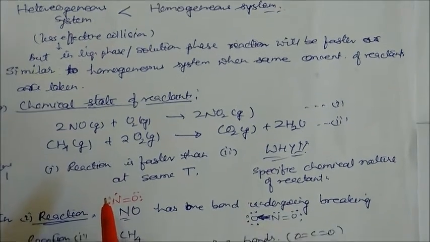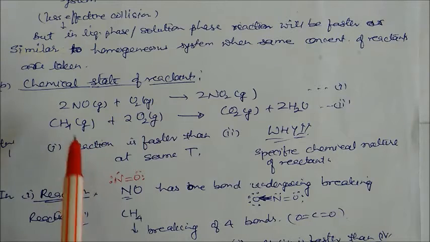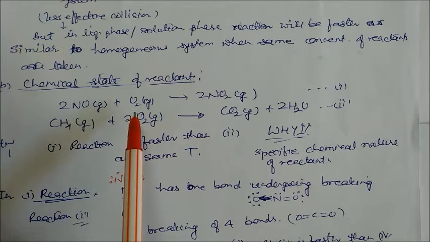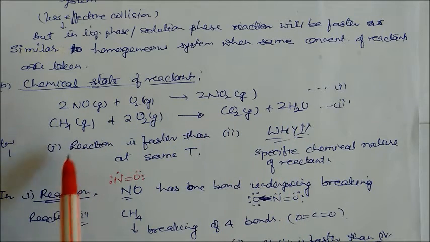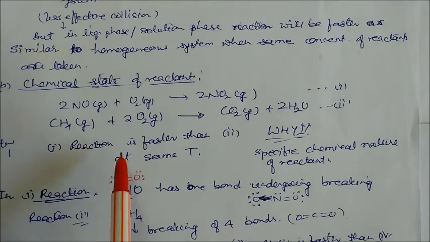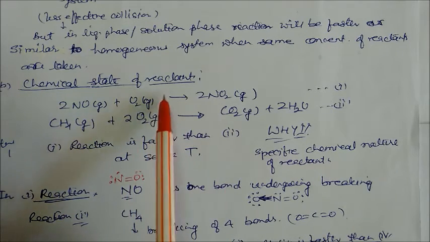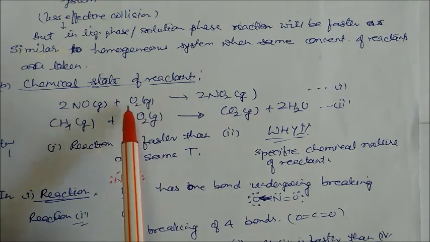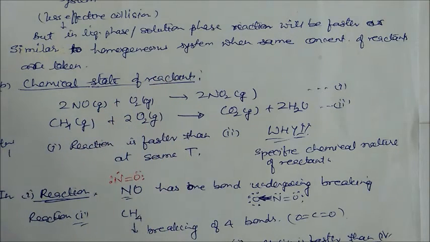Second is the chemical state of the reactant. Under this heading, let us take two reactions. NO is reacting with oxygen to give NO2, and methane is reacting with oxygen to give CO2 with water. In this case, reaction 1 is faster than reaction 2 at the same temperature. If you take a constant or similar temperature, reaction 1 will be faster. Why is NO reacting with oxygen fast? Why is methane reacting slowly?